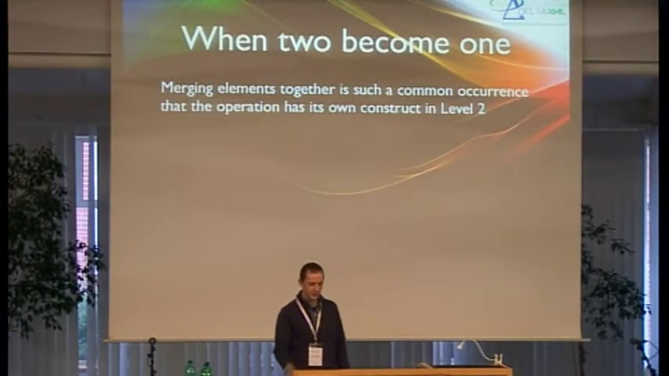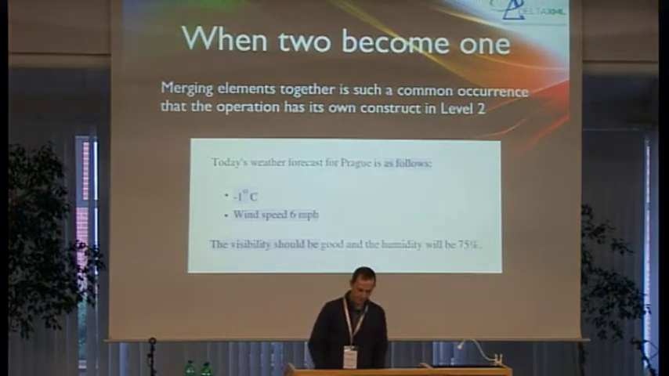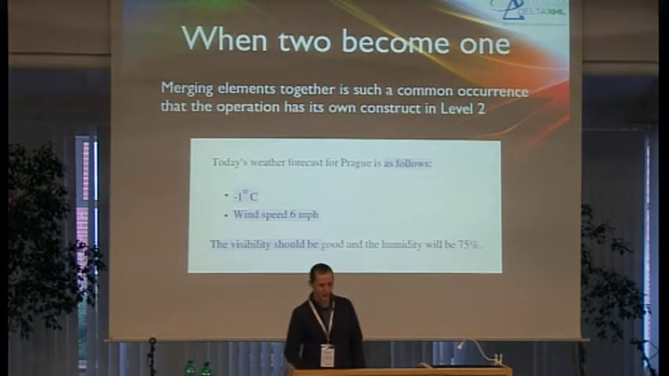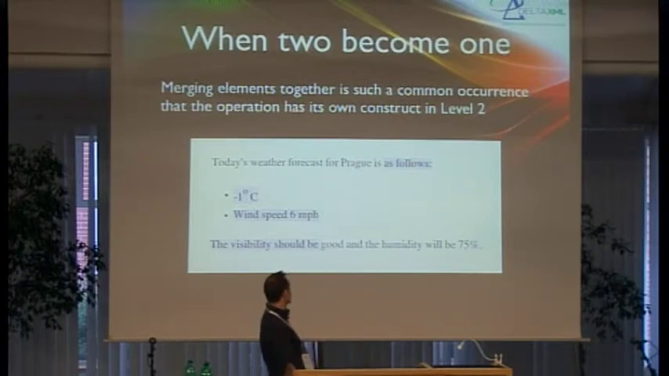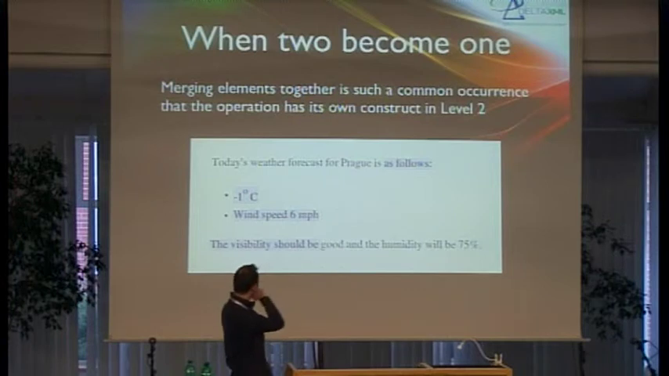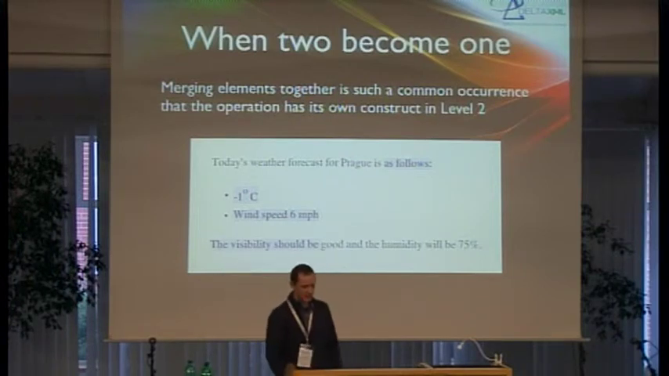Another common thing we might want to do is to merge two elements together. That has been given its own construct in level 2 as well. And here is an example. So we have a paragraph followed by an unordered list followed by another paragraph. I hope you can see the highlighting. As follows down to should be is highlighted. It doesn't come across brilliantly on that screen.